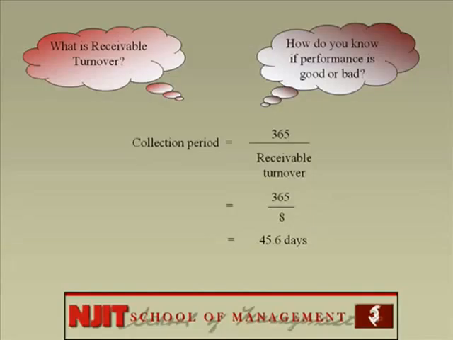The final conclusion is the credit period is 30 days, but they're taking around 50 days to get cash from their customers. So they're doing a sloppy job. And that may be the reason, part of the reason, they're having cash flow problems, as you found out from the current and quick ratios.